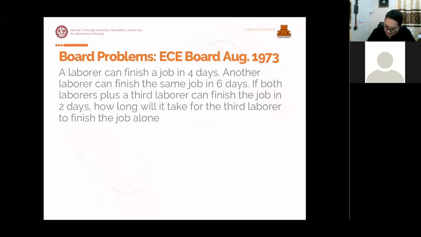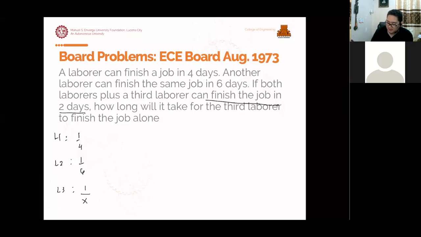Okay. So, ito sa laborer 1. Okay, sa laborer 1, yung rate niya sa isang araw, 1/4. Si laborer 2, ang rate niya is 1/6. Si labor 3, yun yung unknown natin. Di natin alam. Sabihin natin X yung kaya niyang tapusin, yung isang work. And then, to finish the job in 2 days, no? In 2 days daw natin finish yung job.